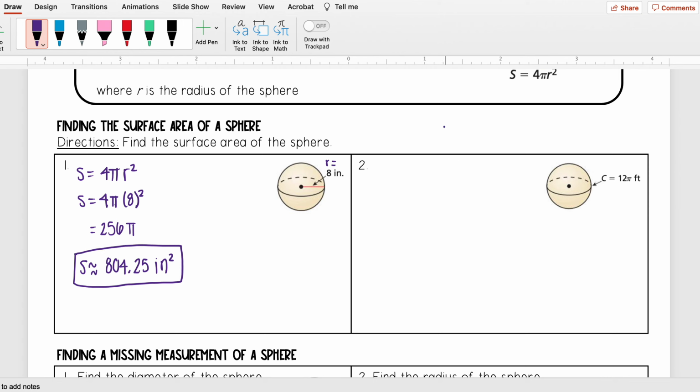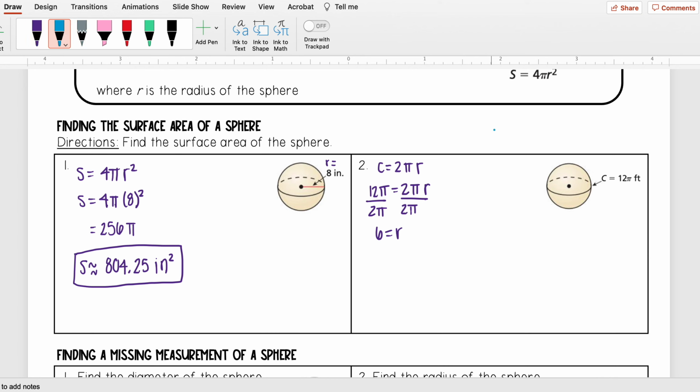Okay, let's look at another example. This one's a little bit different. So here I'm given that the circumference is 12 pi. I know for finding surface area, I need to figure out what my radius is. I'm not given my radius, but I am given the circumference. So we need to remember that the circumference was equal to 2 pi r, and we learned that in our circles unit. Well, I know that my circumference is 12 pi, so I can replace c with 12 pi. And then to solve for r, I just need to divide both sides by 2 pi. And so I get that my radius is equal to 6.